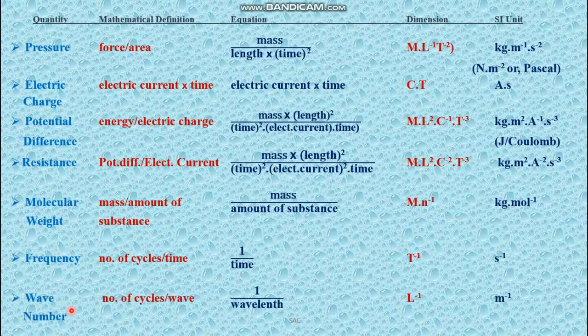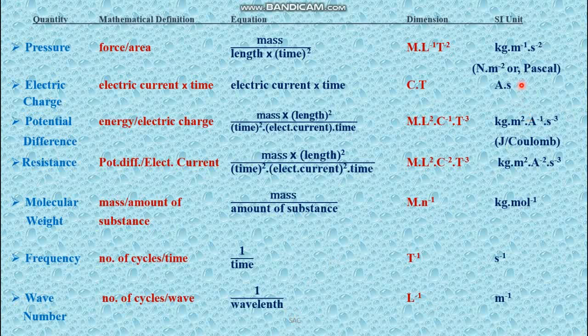Similarly, wave number is another expression of frequency, which is number of cycles per unit distance. That is, at a particular distance, how many cycles have been completed. That means when wavelength is reciprocated, the reciprocal of wavelength is called the wave number. So this is also an expression of frequency, known as wave number, and the dimension is length inverse, and the corresponding unit is meter inverse.